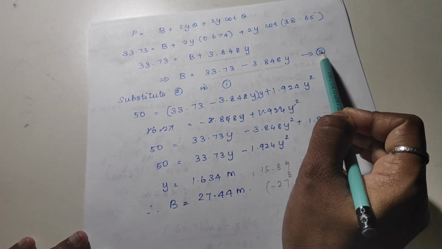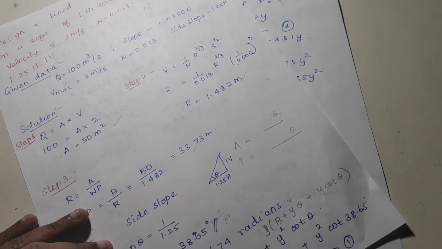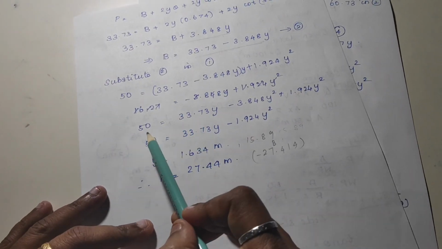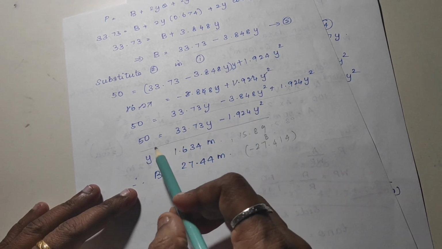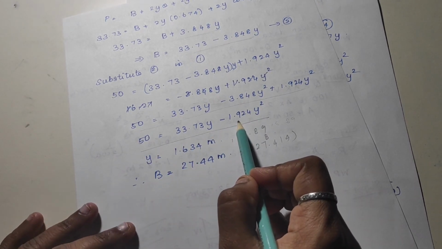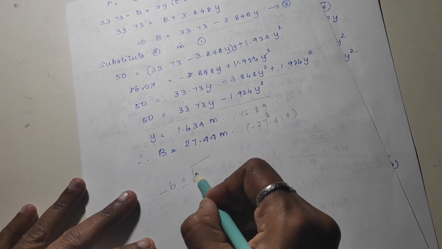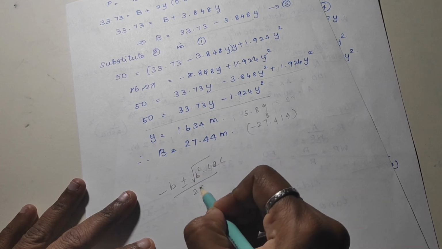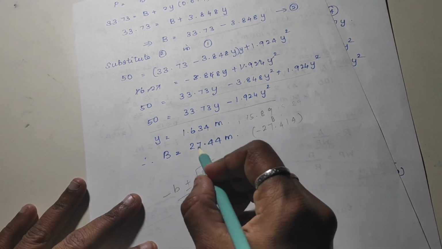Okay, take this value and substitute in the first equation, that is in area. Okay, in this substitute the value of b. So everything will be in terms of y and y square. Okay, you'll get like this. So finally this will be in the form of quadratic equation. Formula minus b plus or minus square root of b square minus 4ac divided by 2a. With this you will get the two roots.